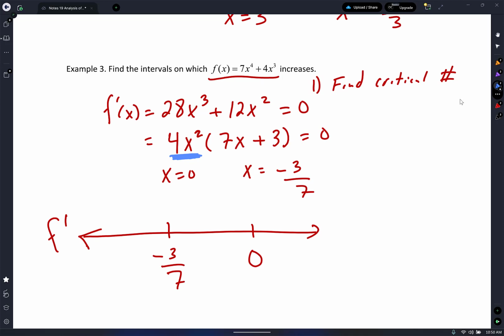So if I put a -1 in here, negative number squared is going to turn into a positive. So you don't even have to look at that because that's always going to be plus. 7 times -1 is -7. -7 plus 3 is negative. So put a negative number there.